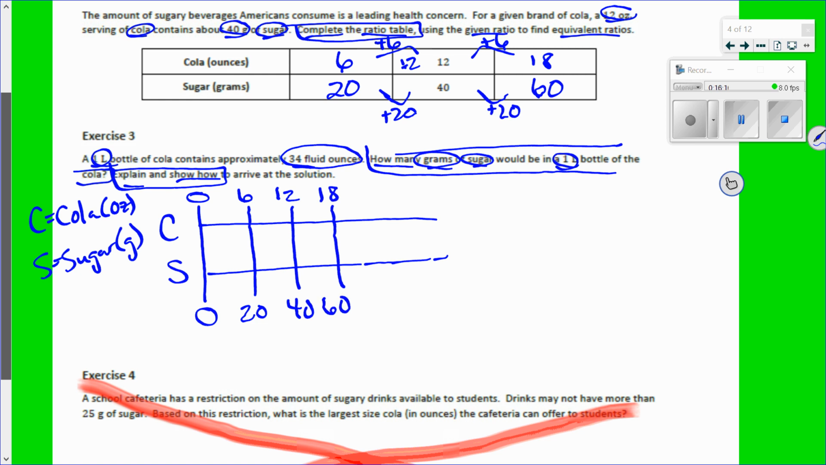18 and 60. Have I hit 34 fluid ounces yet? No. Nope. So now I need to extend it. So just keep going. 18, then it's going to go 24 and 80. Then it's going to go 30 and 100. Still haven't hit it, so I'm going to extend my number line a little bit further. Then we're going to go 36 and 120. Okay, so I'm finally above the one I need, right? Because 34 is going to be somewhere in that 30 to 36 interval.